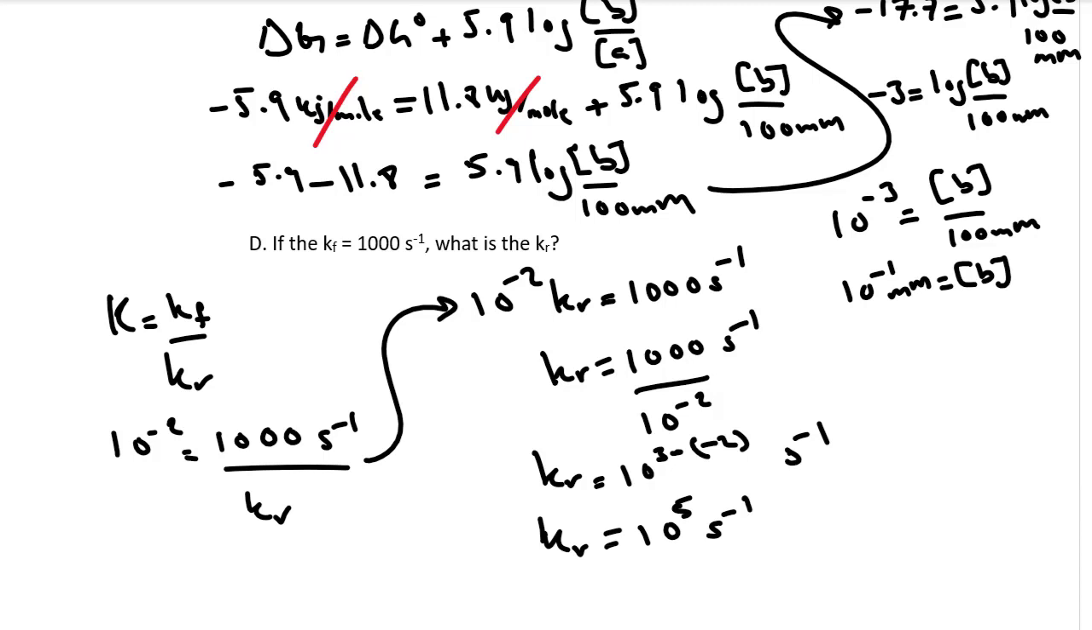And to double check our work, if you just want to double check it, let's just do the double checking in green here. So I'm just double checking my work. K equals Kf, and Kf is 1,000 per second. And we just said Kr is 10 to the 5 per second. And the per seconds cancel out, and this will give me 10 to the minus 2. Right? And that's our K. So we know that we did everything correctly.